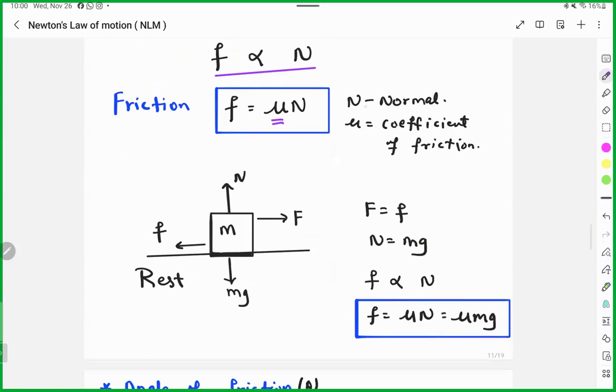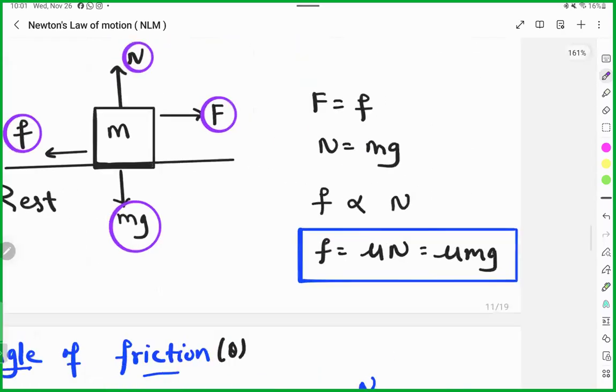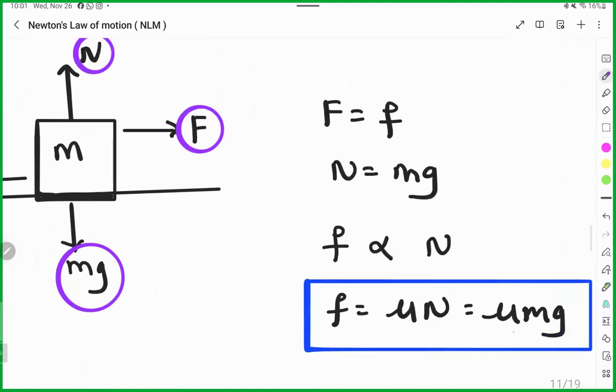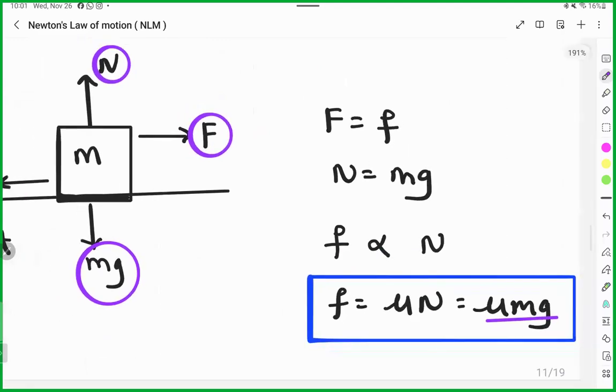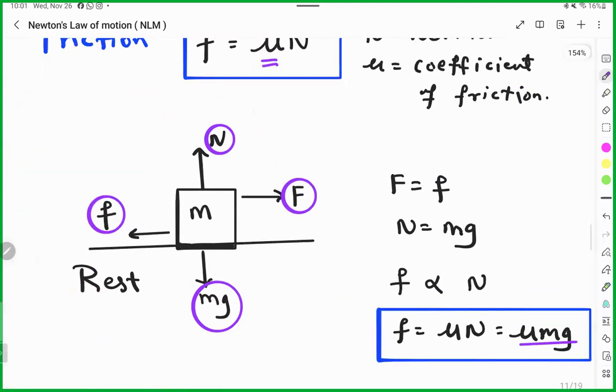So here N is normal, nu is the coefficient of friction. Capital F is how much force we are applying. F friction, downward always mg, always in the downward direction, and normal upward. Normal and mg will be the same. Newton's third law. And since friction depends directly on the normal, it is nu N, so it is also equal to nu mg, because the N value is equal to mg. Why? Newton's third law. Any doubt, guys, as of now?